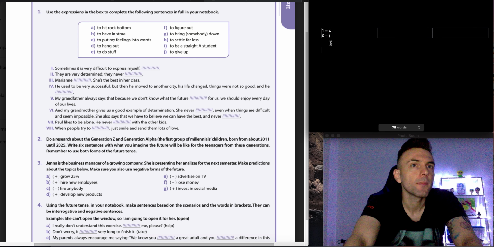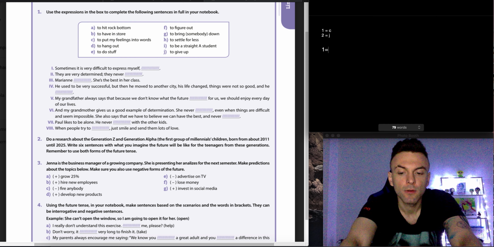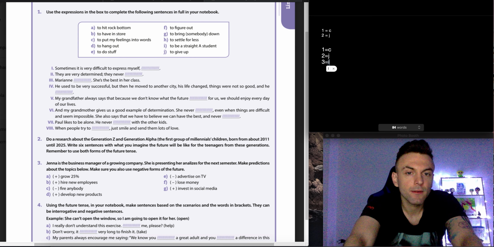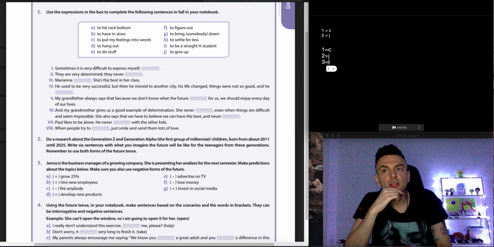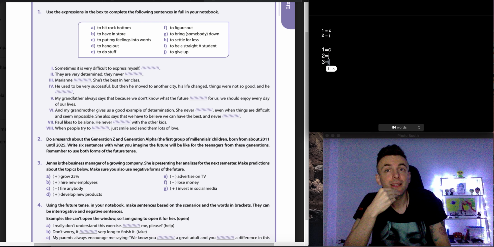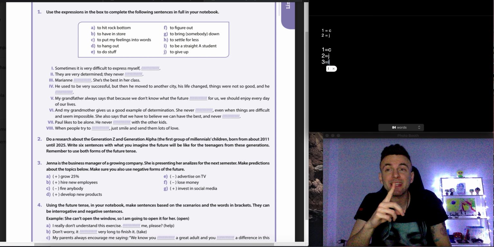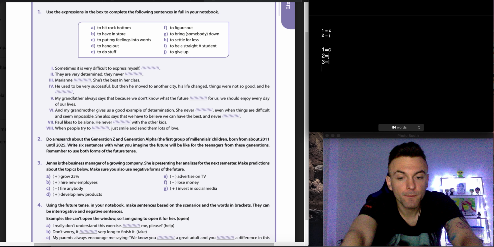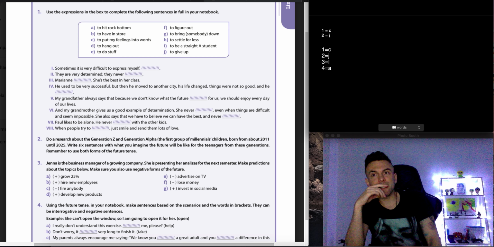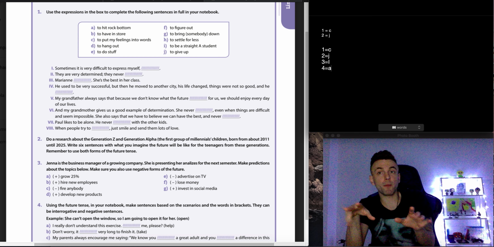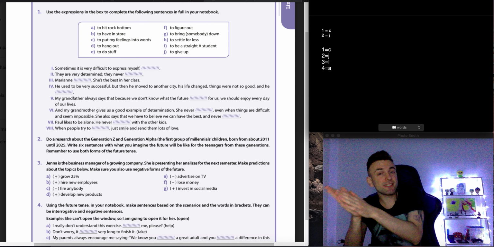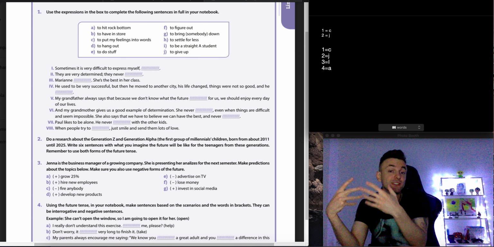So let's keep on going. 1 equals C, 2 equals J, 3 equals I. Okay? Number 4, he used to be very successful, but then he moved to another city. His life changed. Things were not so good, and he hit rock bottom. Letter A. Look at that. So 4 equals A. Why? Because he used to be very successful, so he's not very successful anymore. He moved to another city and life changed. That's the reason. When you hit rock bottom, you are not successful anymore.